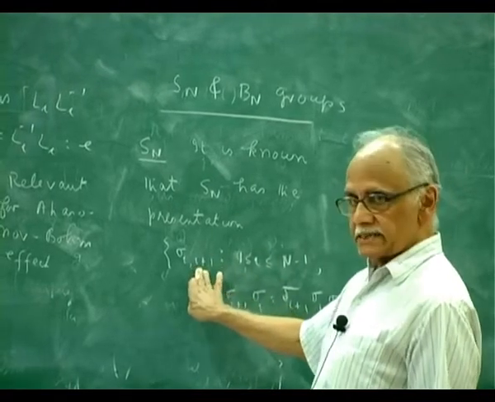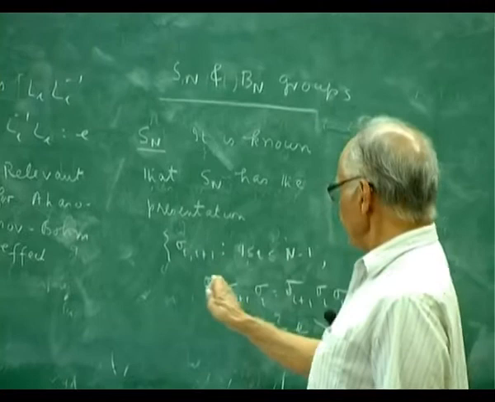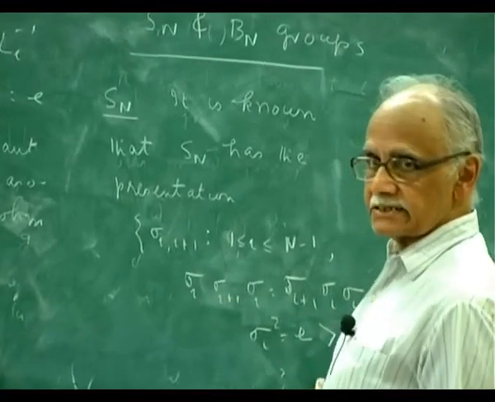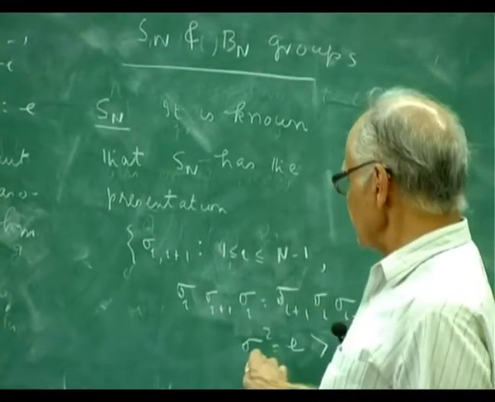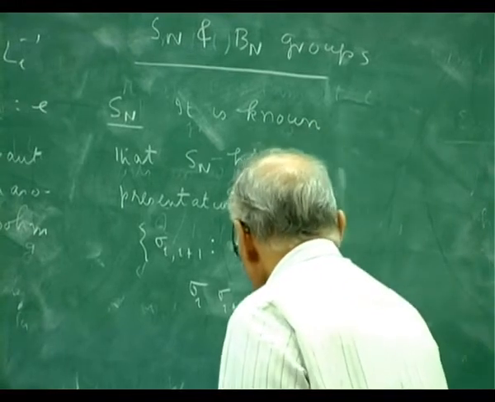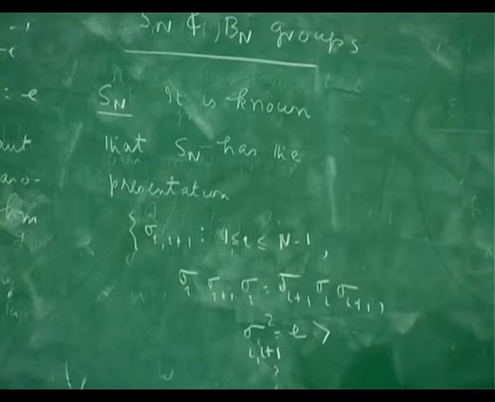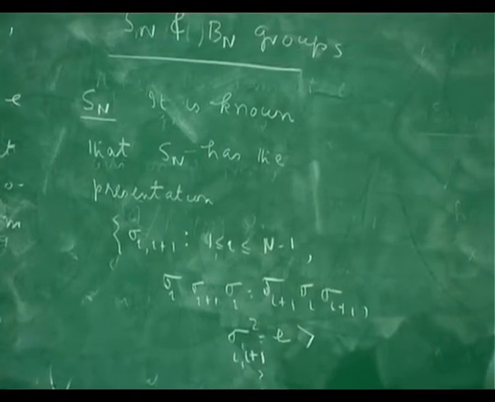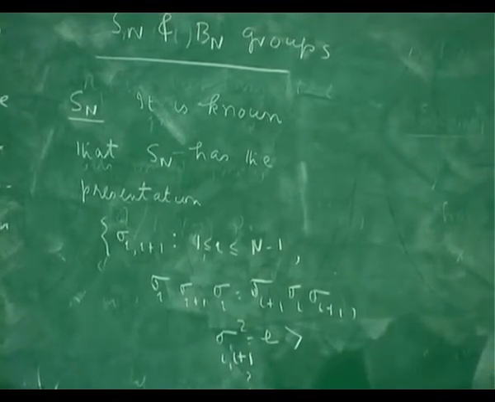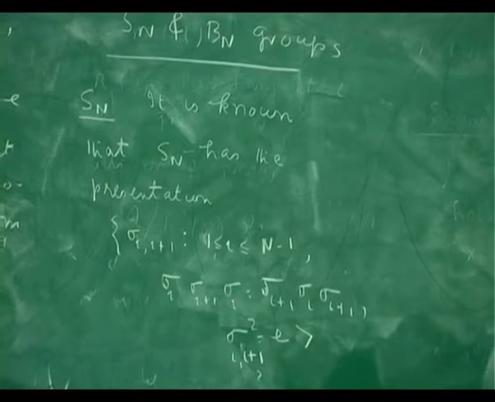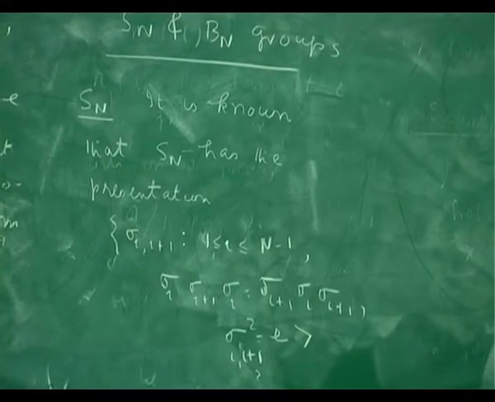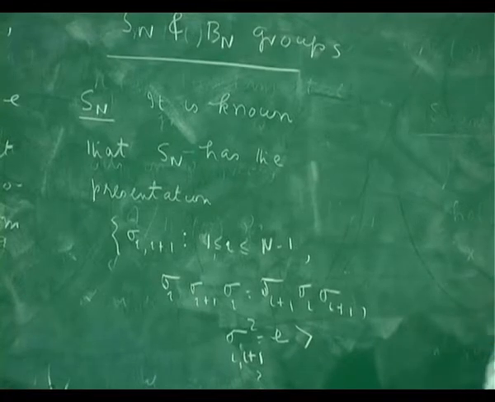So you write all letters here, but you can simplify them only by using this relation, and that's it. The inverse is sigma i plus 1. These are the only relations you should use. Then you can prove, it's a proof, that what you get is the permutation group. Now what do I do? How do I get it?